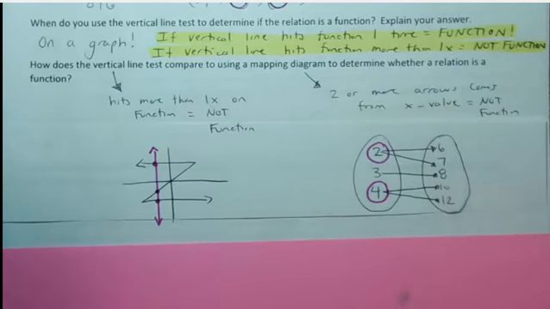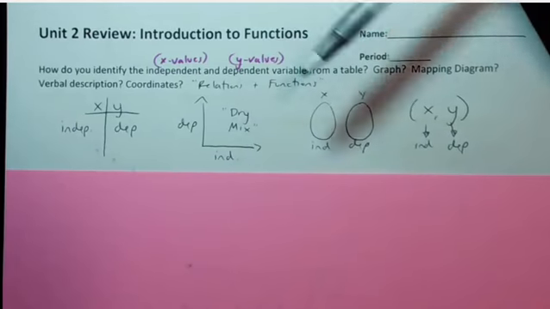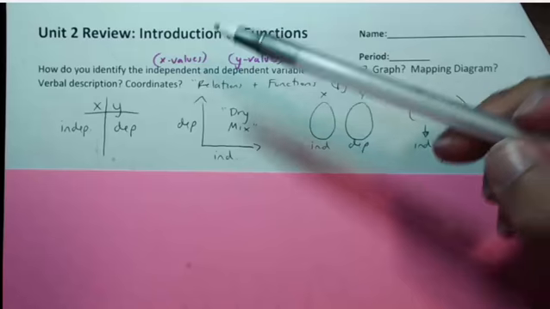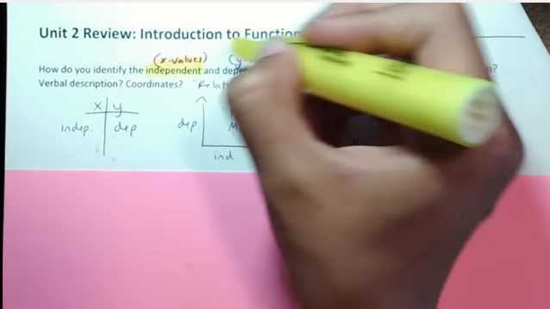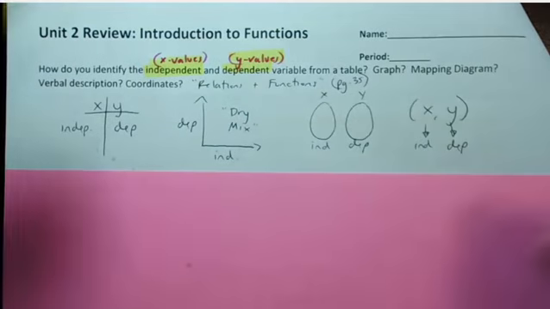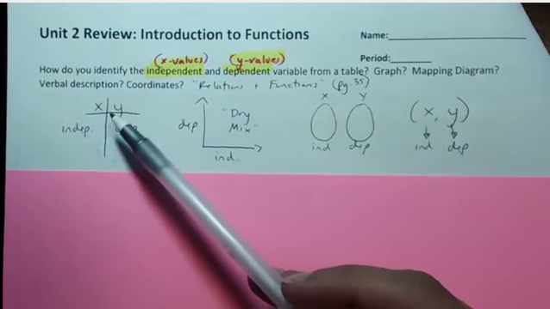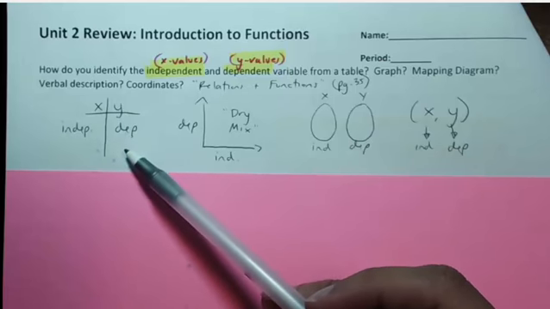Okay, the next page says, how do you identify the independent and dependent variables from a table, graph, mapping diagram, verbal description, and coordinates? So remember in our notes, again, this comes from Relations and Functions. This is my page 35. I'm writing that down, so if I have to go back and study that. Independent variables are the x values. Dependent is the y values. Write that down if you don't have that already. Independent are the x's, dependent are the y's. So when we wrote this in our notes, we actually had our xy table and we listed domains, independent, and inputs for the x's. Y's are ranges, dependent, and outputs.